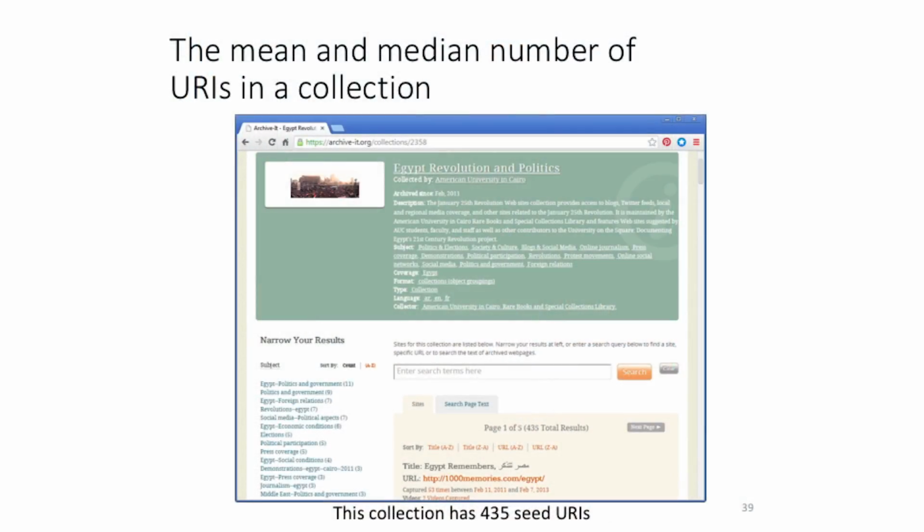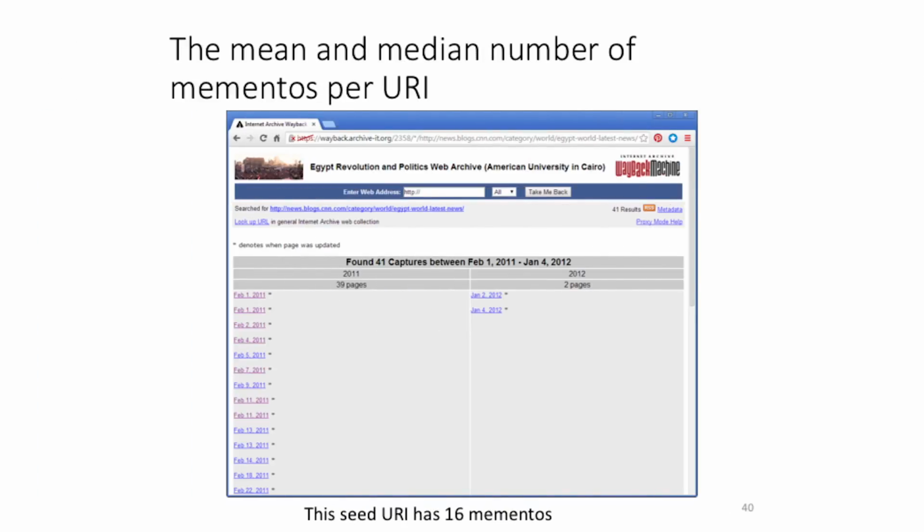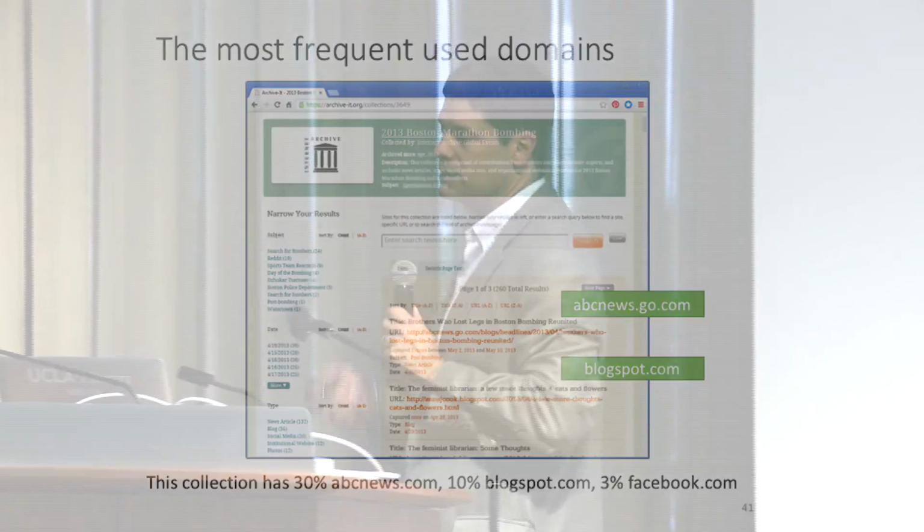Then we also did a baseline of the archival collections. And again, here's the collection. This is the Egyptian Revolution. And for example, this has 435 seed URIs. And then we looked at the mean and median of the mementos of the seed URIs. And for example, this one's got 16 resources. And then we looked at most frequently used domains. And in this collection, the Boston Marathon, we have ABC News and Blogspot, and these were top seed URIs in this collection.